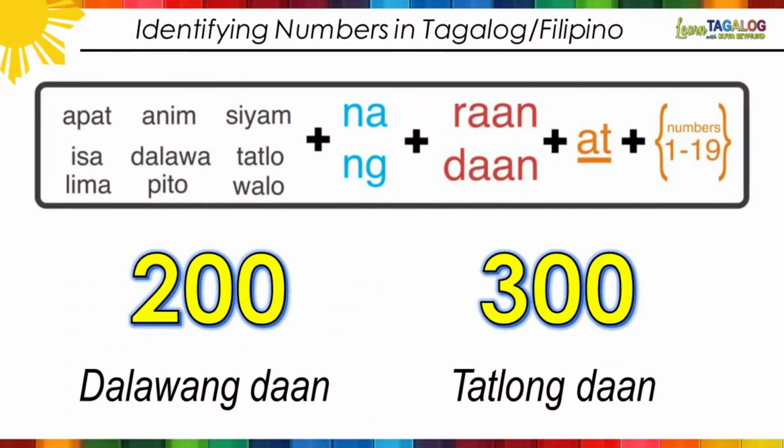And for hundreds, you will still be using numbers 1 to 9 plus na or nang, and daan or raan, plus at, plus numbers 1 to 19. So to say 200, that would be dalawa. That's how you say 2, and the word for 100 is daan. So that is dalawang daan.